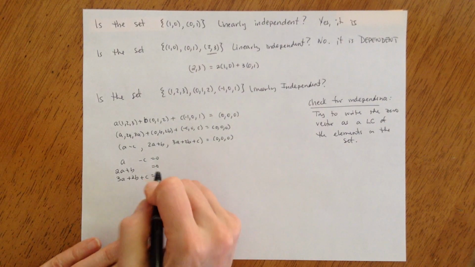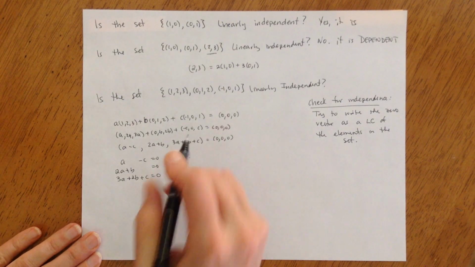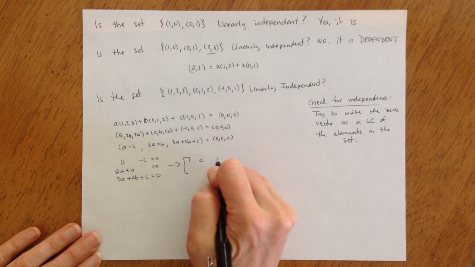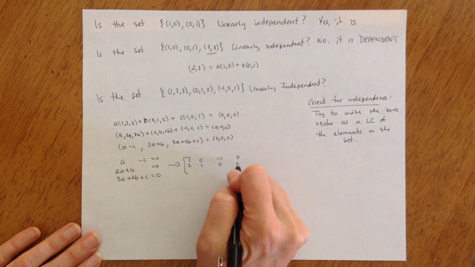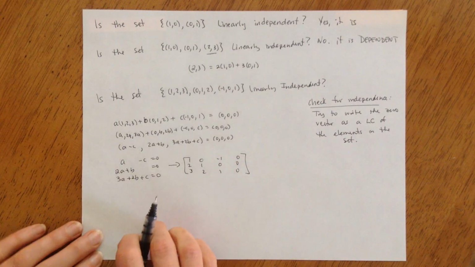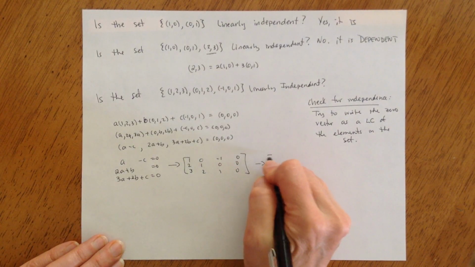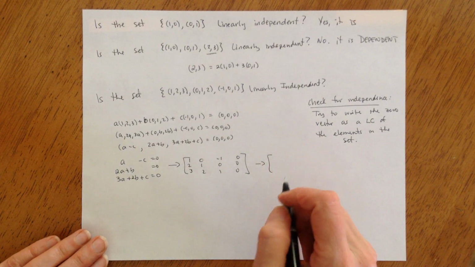And so you could put this into a matrix, so it gets back to the stuff from the beginning of the semester. 1, 0, -1, 0; 2, 1, 0, 0; 3, 2, 1, 0. And then I could row reduce here and see if I get a unique solution, the solution A equals 0, B equals 0, C equals 0, or if I get a non-trivial solution.